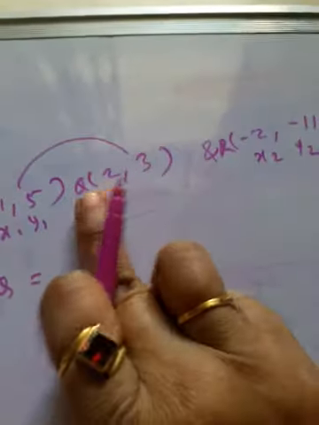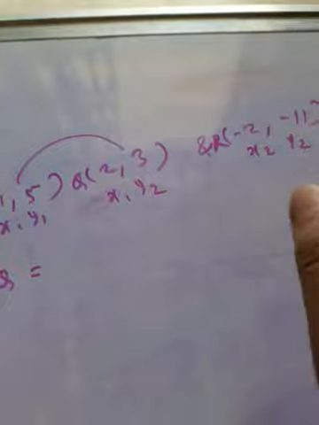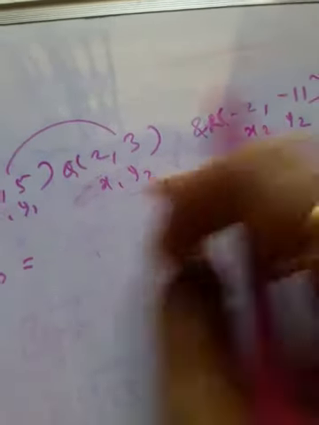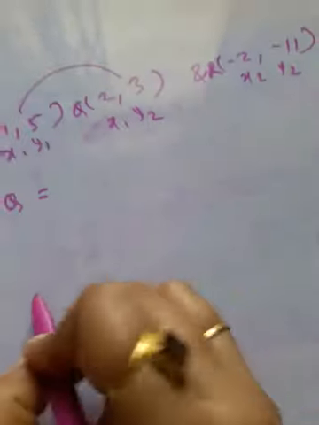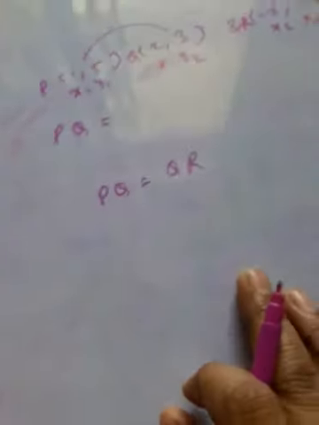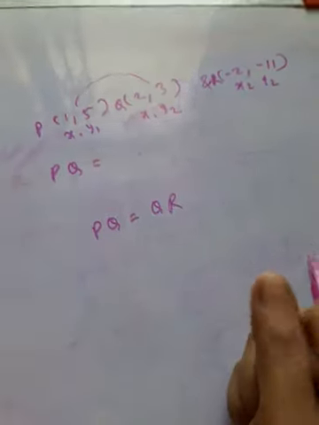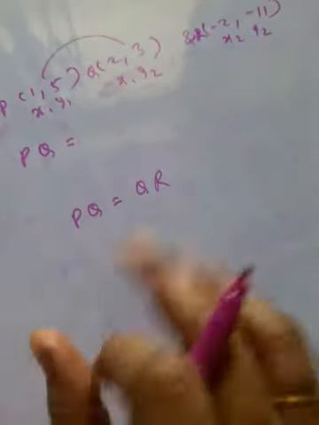After that, with Q as x1, y1 and R as x2, y2, again find the distance between Q and R. So find the distance of PQ and QR, these two, and you will get whether these points are collinear or not.